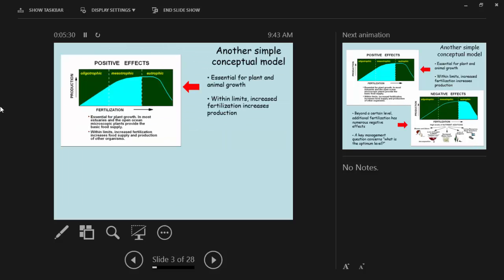So this is a diagram that I don't need to explain to this audience. What it says is that with fertilization, production goes up.